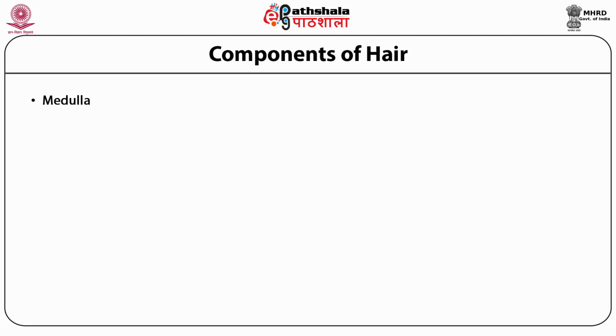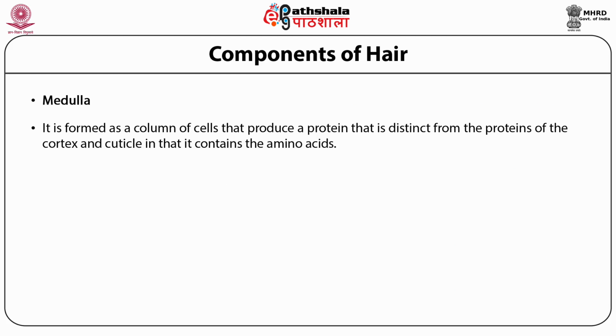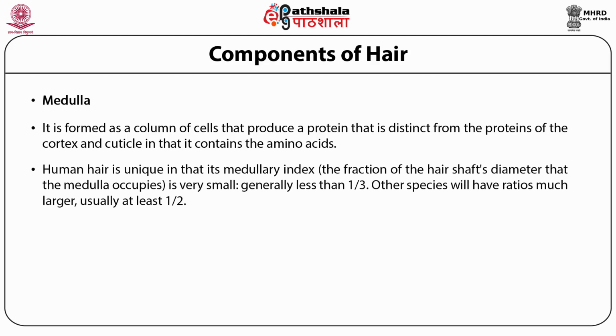First is the medulla. It is formed as a column of cells that produce a protein that is distinct from the proteins of the cortex and cuticle, in that it contains citrulline amino acids. Human hair is unique in that its medullary index, the fraction of the hair shaft's diameter that the medulla occupies, is very small, generally less than one third. Other species will have ratios much larger, usually at least half.